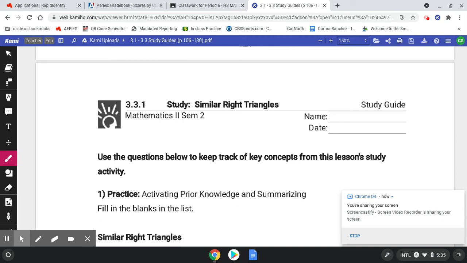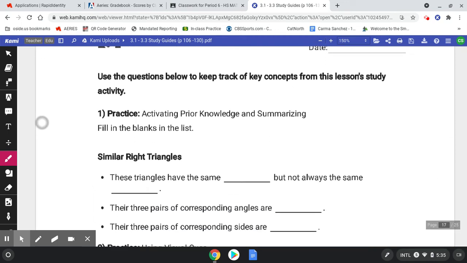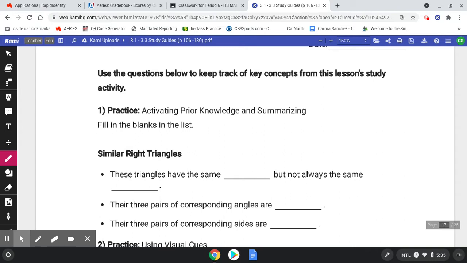Okay, here we go with section 3.3 study guide. So we're activating prior knowledge still, summarizing. Today we're going to talk about similar right triangles, and we just finished unit 2 about similar right triangles. So remember that these triangles have the same shape and size.